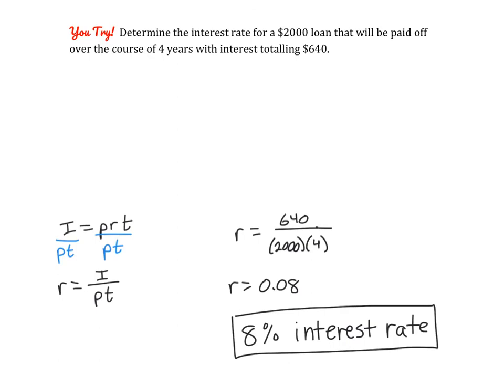Okay, so since we were being asked to determine the interest rate, that means that we're going to be solving for R. So you can see here, first I rewrote the interest formula to solve for R. R equals I divided by P times T. So then we can plug in the given information. The interest is $640. The principal amount was $2,000 and the time was 4. So this should give you an R value of 0.08, which translates, if we put it as a percentage, as 8% interest rate.